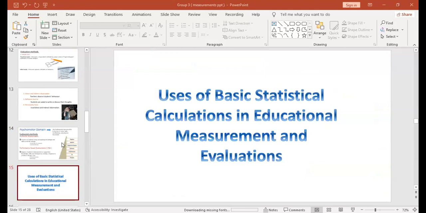I'm Shakila Indrashaka Varnasuriya. My topic is uses of basic statistical calculations in educational measurement and evaluation. Let's move into the next slide.